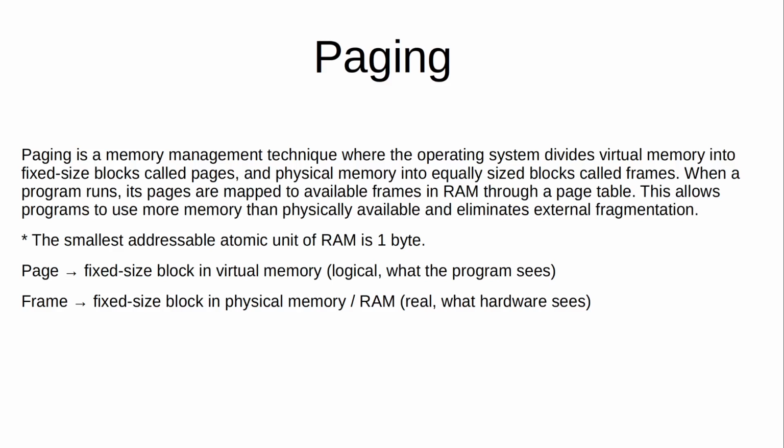Before we dive in, a couple of things to keep in mind. The smallest addressable unit in RAM is 1 byte. Pages and frames are the same size, but they are not the same thing. Pages are virtual, frames are physical.